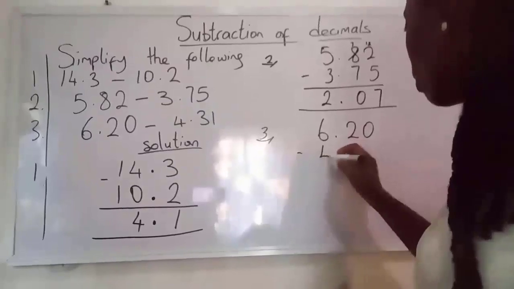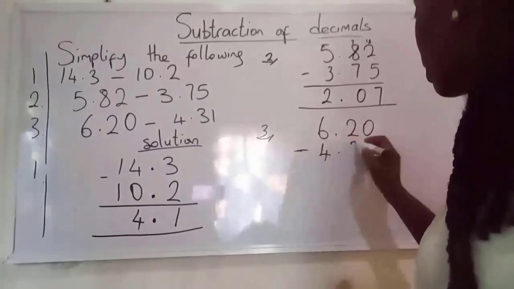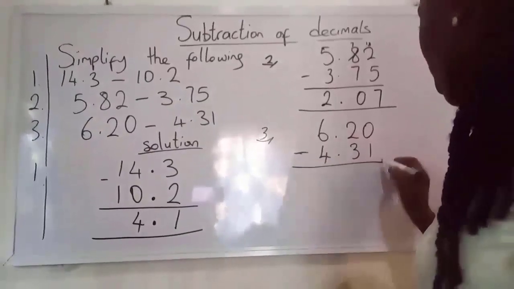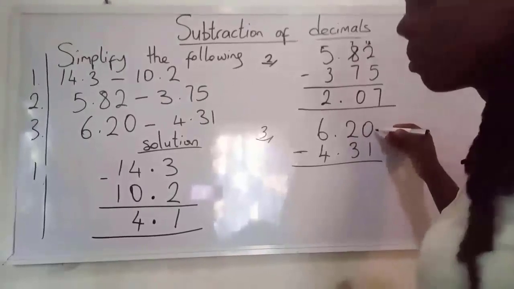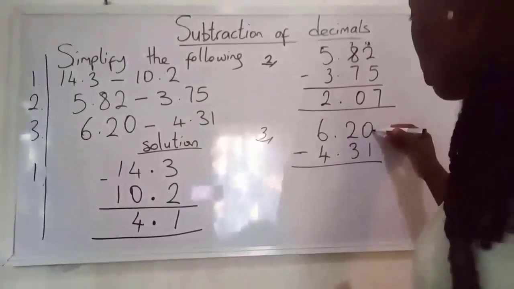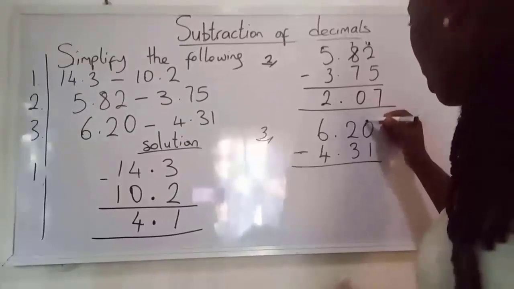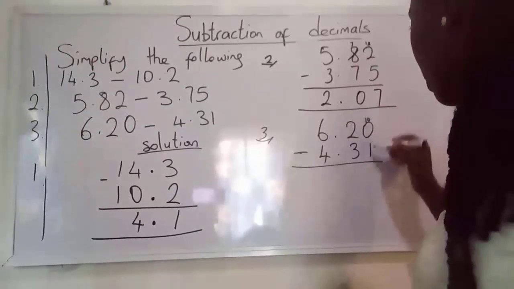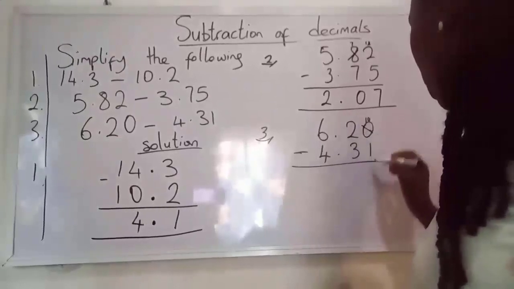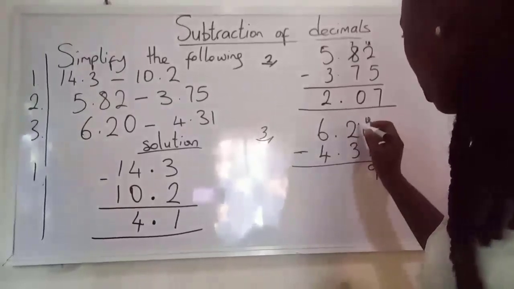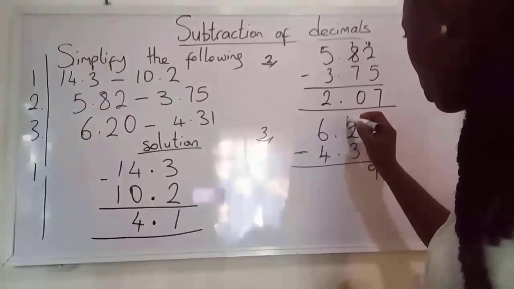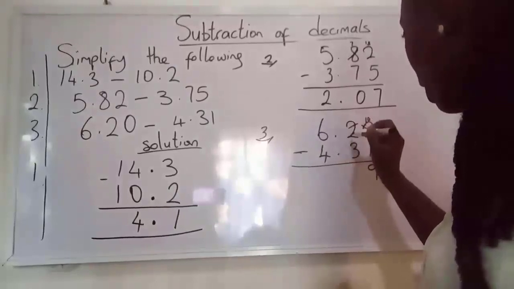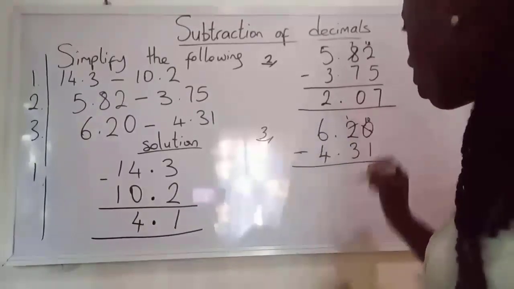Number 3, we have 6.20 minus 4.31. As we all know, 0 means nothing. So we'll borrow 1 from here and we'll add it to this place. It becomes 10. 10 minus 1 will give us 9. Remember, having borrowed 1, we have just 1 left.